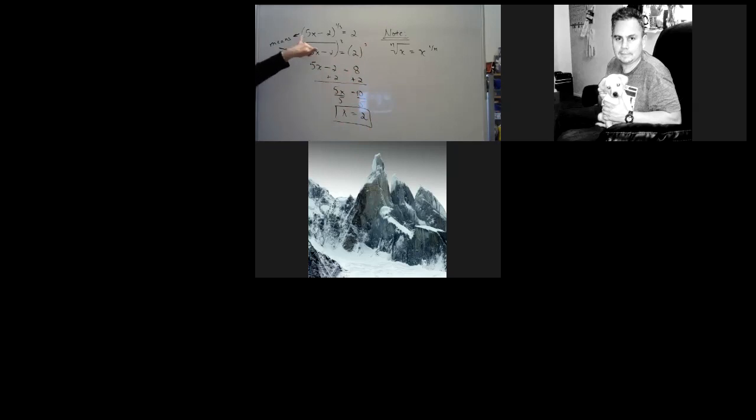Let's plug the 2 back in. 5 times 2 is 10. 10 minus 2 is 8, and the cubed root of 8 is 2. So it does work as a solution. So it's a good answer.